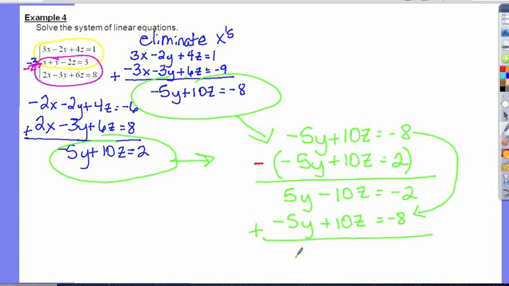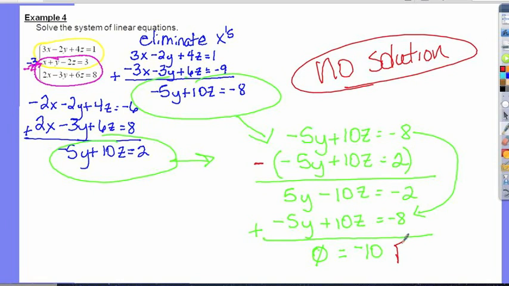So now if I try adding those together, the y's cancel, the z's cancel, so I have no y's and no z's, and then that's supposed to equal -10. Well, I don't know about you, but I don't think that 0 equals -10. So this is one of those weird situations where you really don't have a solution, because 0 does not equal -10. So this one right here is no solution because this is a false statement. That is not true. 0 does not equal -10.